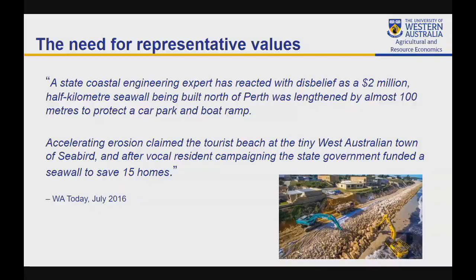So this was a really good example where the Department of Planning, Lands and Heritage saw the need to bring in this more representative, quantitative approach to identifying community values so that local governments can make better decisions rather than just going with what seems like an easy, logical approach at the time.